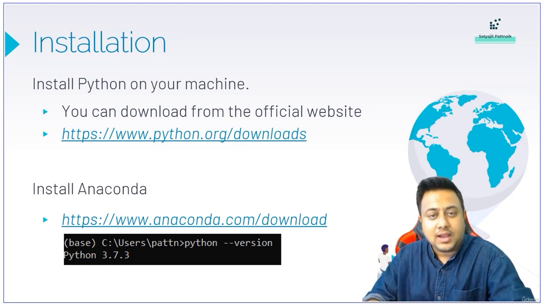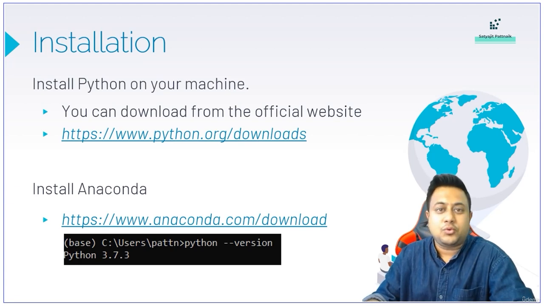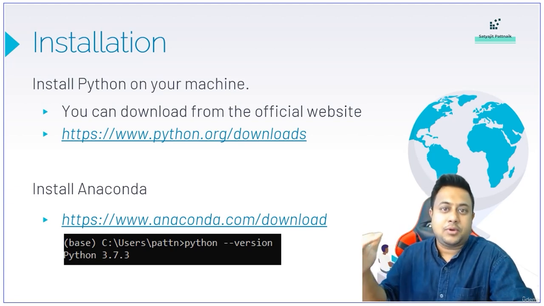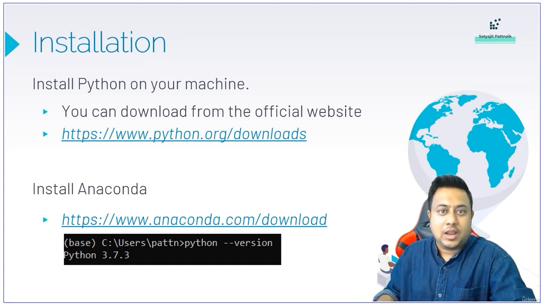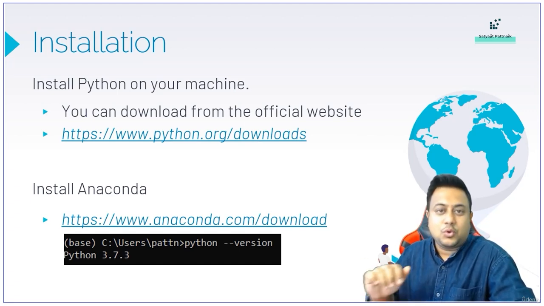colab.research.google.com. There you don't have to install Python because Colab comes directly with pre-installed Python. You just have to create a Google account. In case you already have a Google account or a Gmail account, you can use that, log into colab.google.com, and then you can simply start coding in Python.